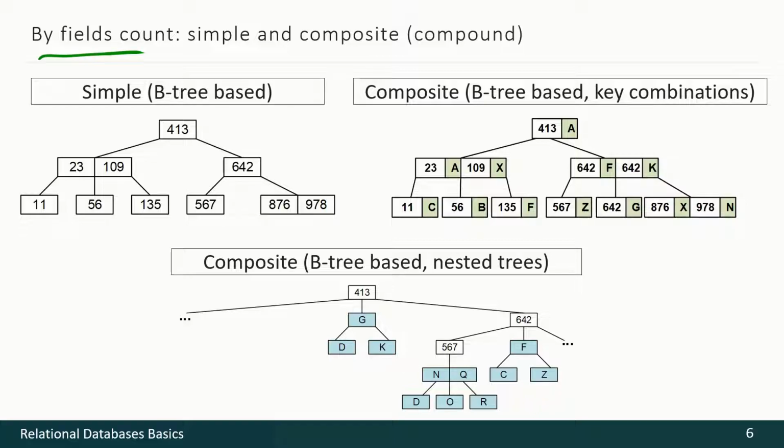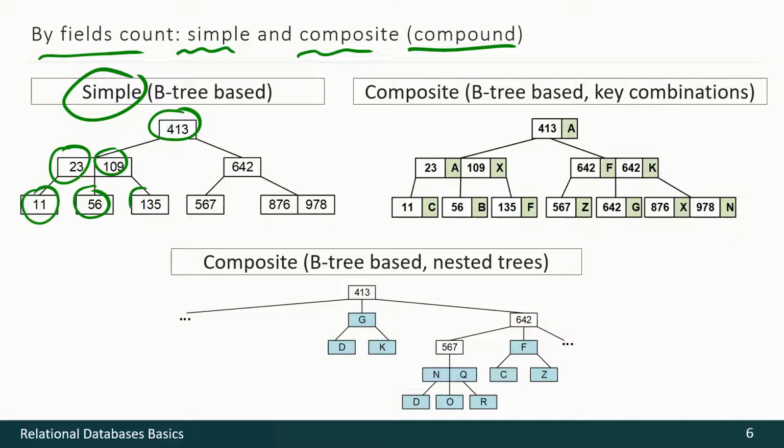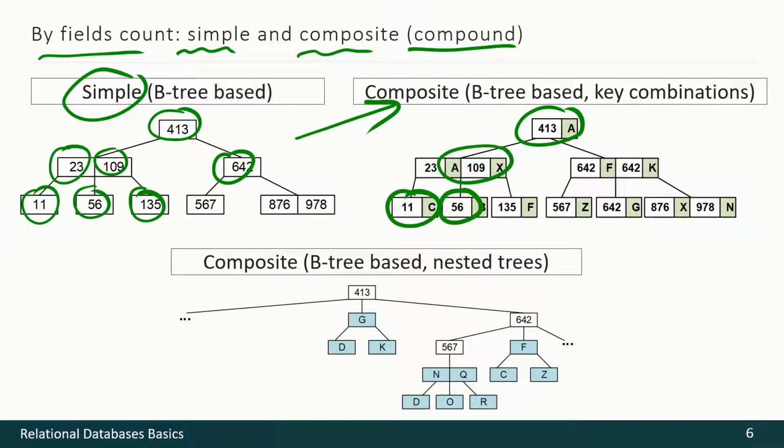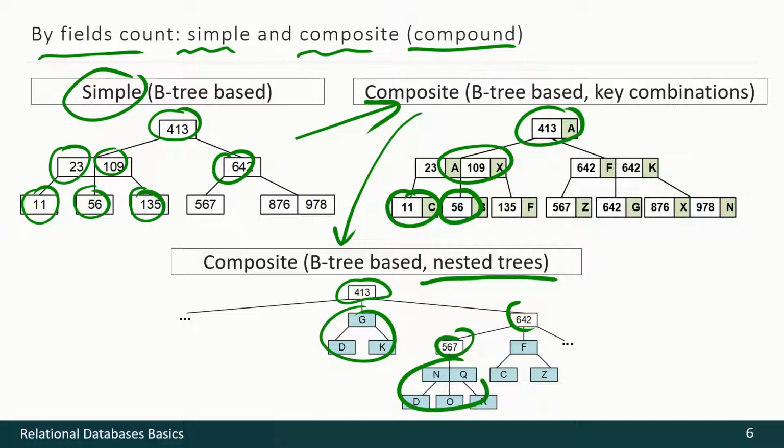By fields count, indexes may be either simple or composite, compound. With a simple index, you may see that this index contains information about one field only, but a composite index contains information about several fields inside. And there may be another implementation. With nested trees, we have a tree and subtrees within those nodes of the basic tree. It only depends on physical implementation and on what your DBMS either supports or not.